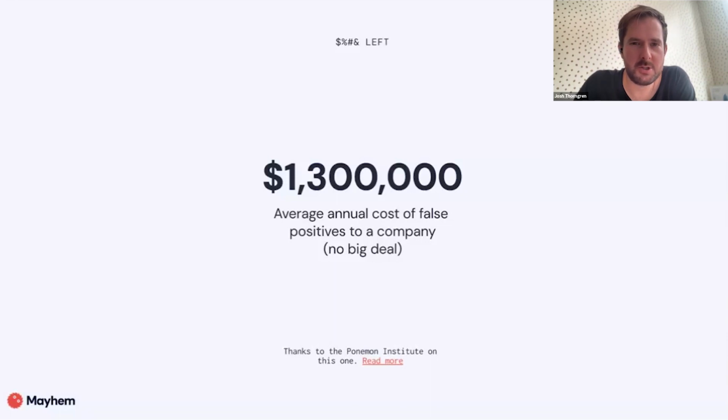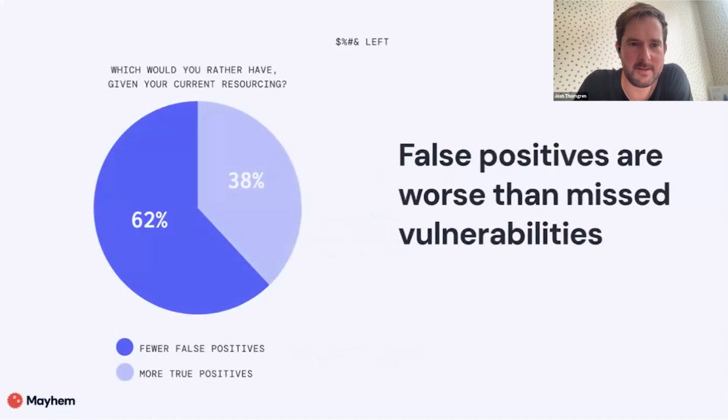So we shifted left to lower the cost to the organization of doing security. And at the same time, we've imposed this massive cost on the organization for doing security. It seems like we're not necessarily achieving our goals. And you think about it, organizations view false positives as worse than missed vulnerabilities. Two thirds of folks say, I'd rather have fewer false positives and more true positives. And it makes sense, because if you don't know what is real and what's not, it's really hard to prioritize what to fix.